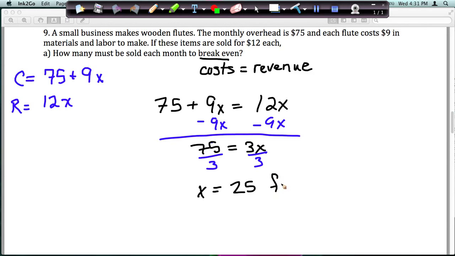And so again, this is a word problem. That would be 25 flutes. If you sell that many, then you break even. If you sell more, you'd make money. If you sell less, you'd lose money.